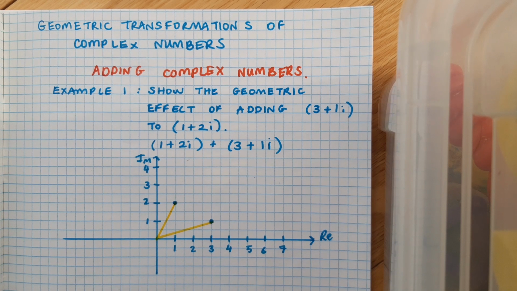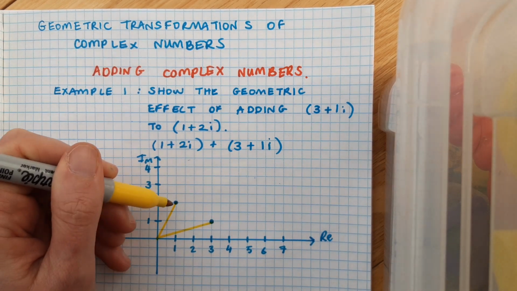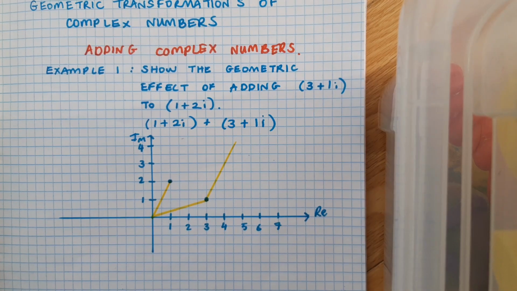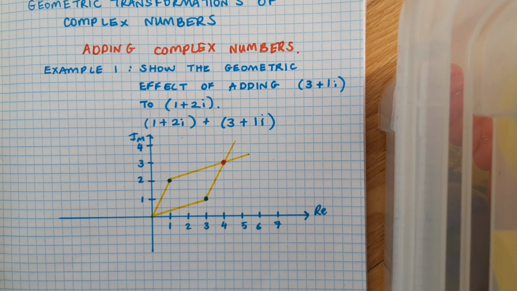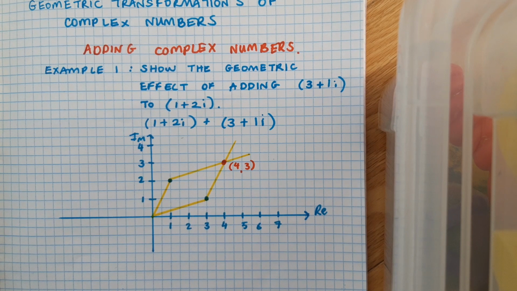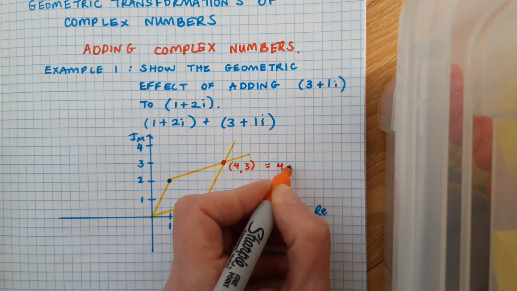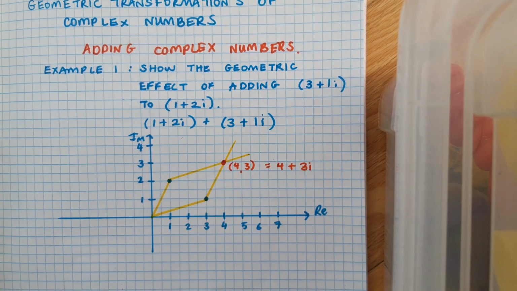So I'm going to draw a line that is parallel to the modulus of 1 plus 2i. And I'm going to draw a line that is parallel to the modulus of 3 plus 1i. And where these two lines cross is the result of the addition of those two complex numbers. And you can see that this point is actually the point 4, 3, which is exactly what we expected from our basic addition that we did at the very beginning. So 1 and 3 was 4, and 2 and 1 was 3. So 4, 3 is the complex number 4 plus 3i.